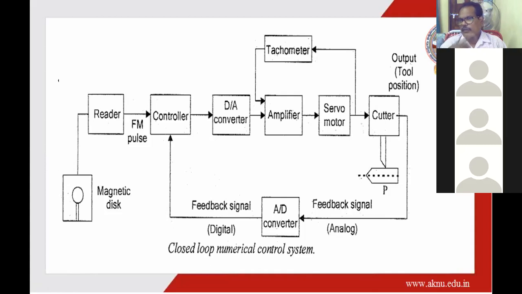In a feedback control system, here also it is the same. Here we have some feedback signal. The feedback signal is converted from analog to digital, then it is compared with the input signal. The input signal is a digital signal, therefore we convert the analog signal to a digital signal. Here we compare the signals and generate the error signal. Again it is converted from digital to analog and operates the servo motor. So in a closed loop system, the system always checks whether we get the desired output or not. That is the advantage of the closed loop system.